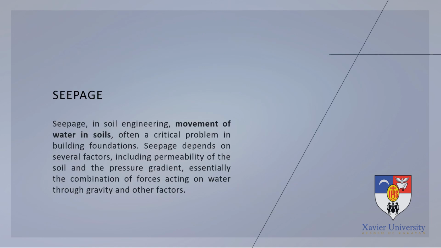First, let us define what is seepage. Seepage in soil engineering is the movement of water in soil. It is often a critical problem in building foundations. Seepage depends on several factors, including the permeability of the soil and the pressure gradients. Essentially, it is the combination of forces acting on water through gravity and other factors.